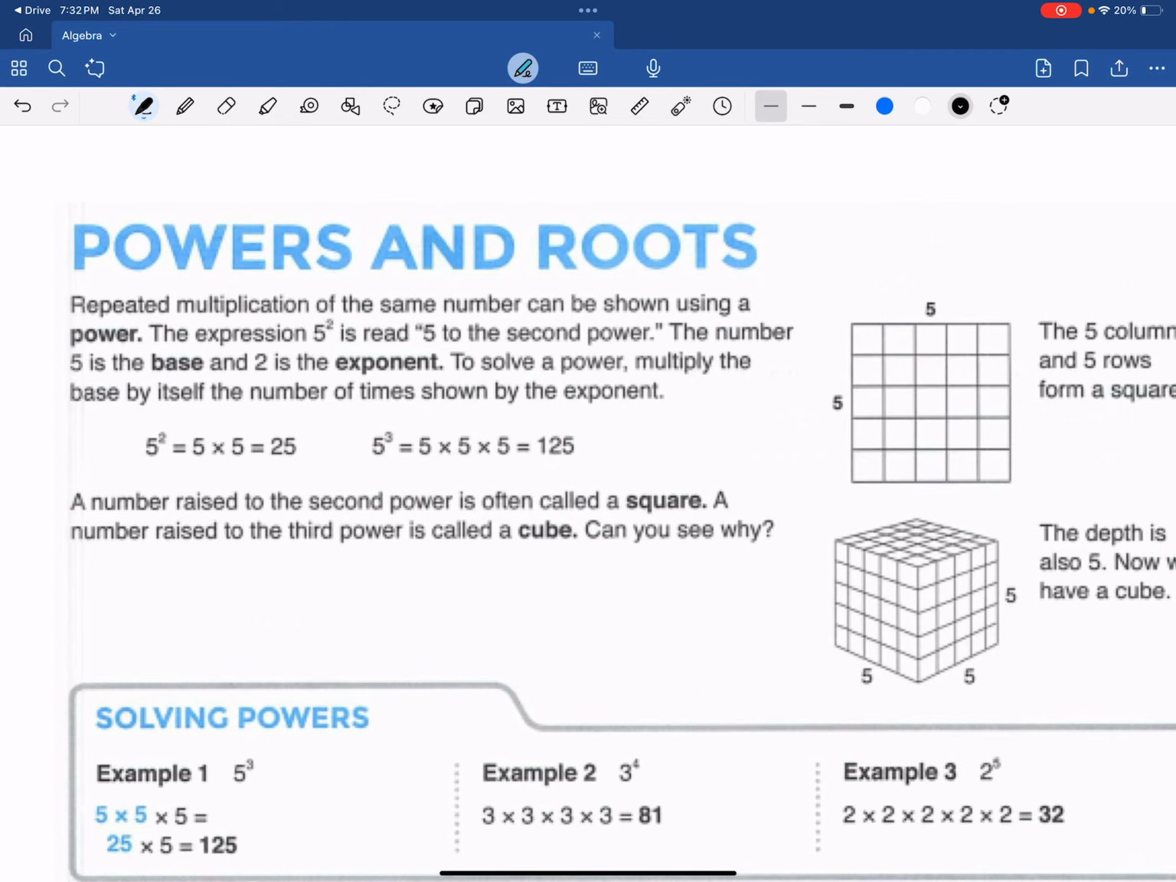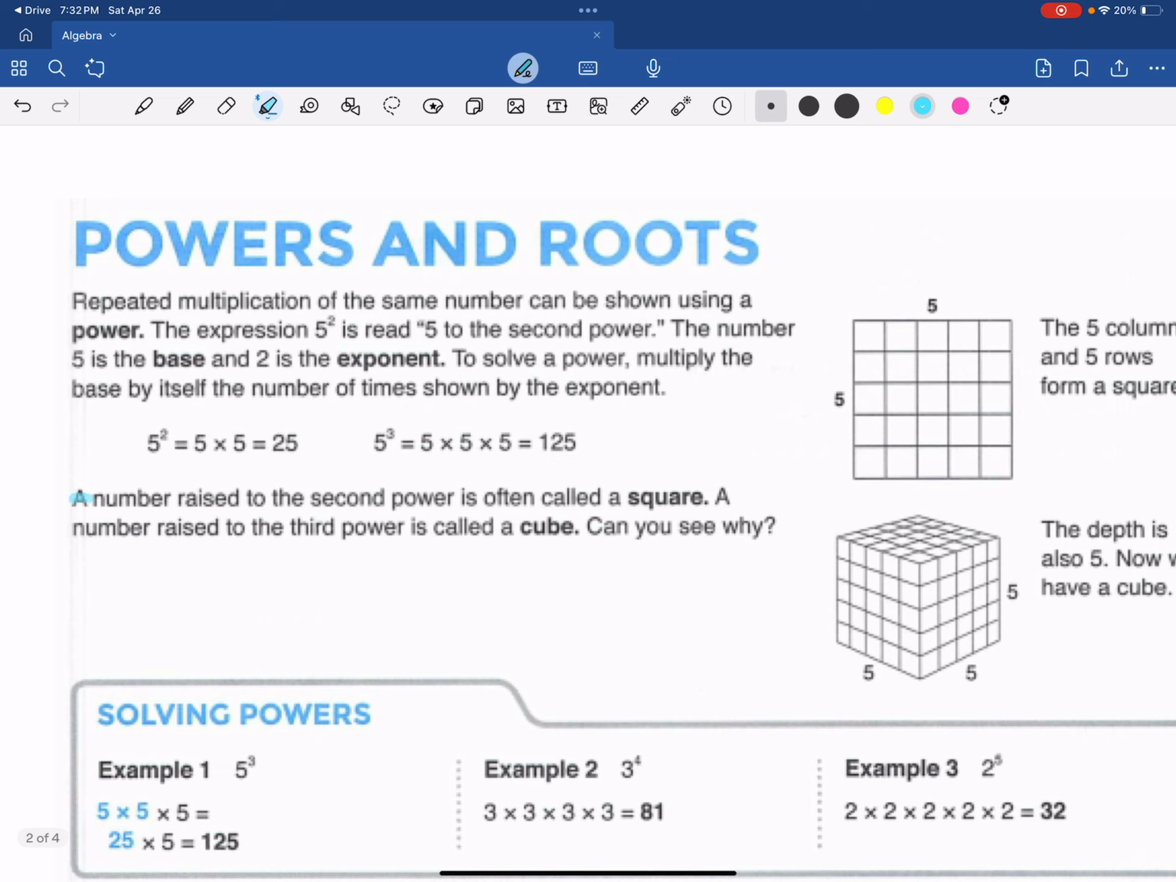Before we do these problems, I just want to call your attention to these sentences. We've done the definitions of these, but let's take just a second and take a look here. A number raised to the second power, two bases, is called a square. A number raised to a third power is called a cube. And the reason for this, 5 times 5 is 25. There are 25 squares in this big model square.